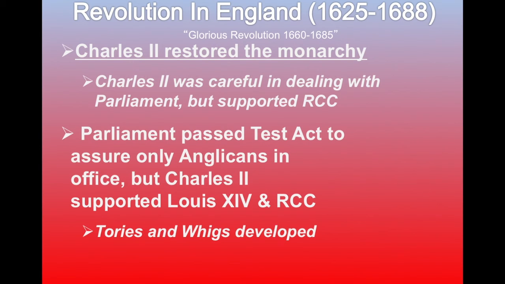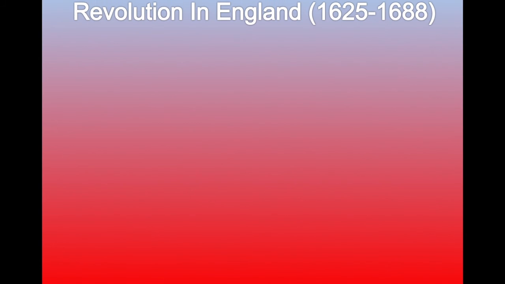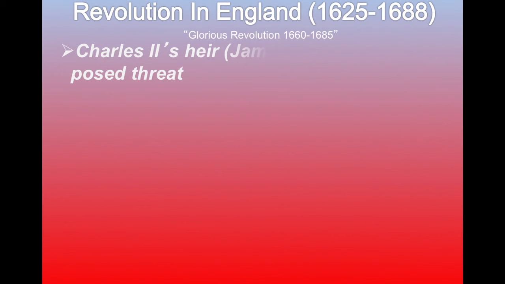So in Parliament, you'll start to have the Tories versus the Whigs start to develop. When it comes to American Revolution, the Tories will be those who support the king, and the Whigs will be those who support the colonial rights. And so the Tories support the king, whereas the Whigs support the people, Parliament, Anglican, and such. So Charles II's heir, James II, posed a threat.